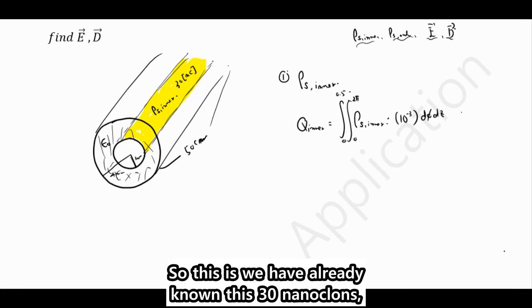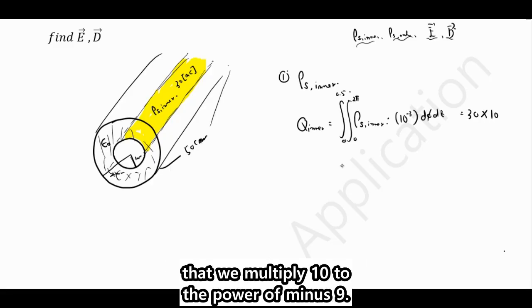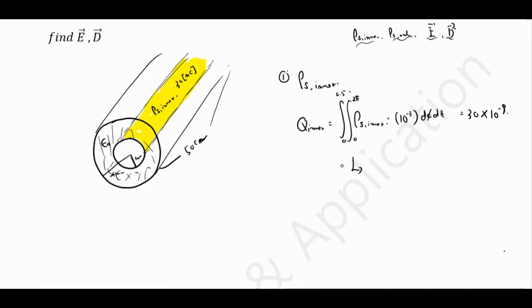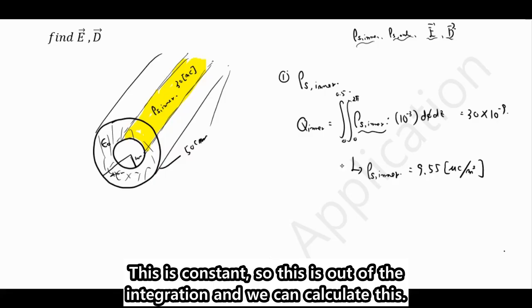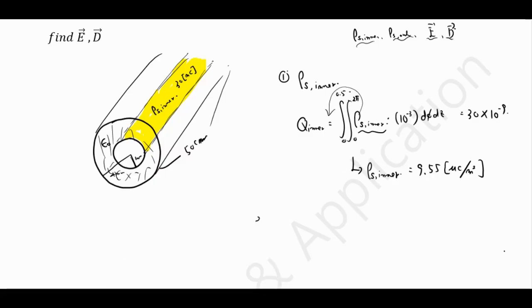So this, we have already known, is 30 nanocoulomb, 30 multiplied by 10 to the power minus 9. So we can find rho S inner is 9.55 microcoulomb per meter square. This is constant, so this is out of the integration, and we can calculate this.